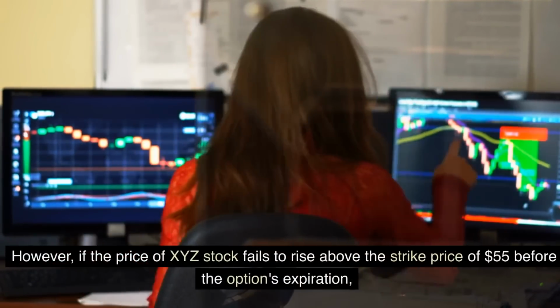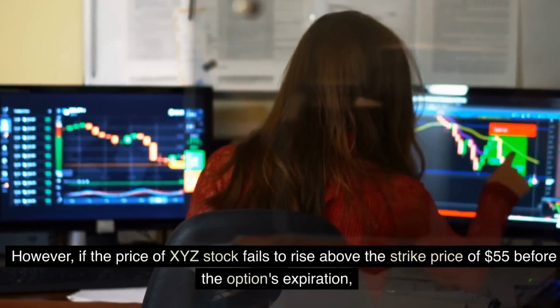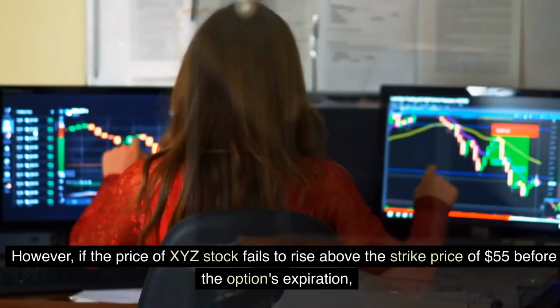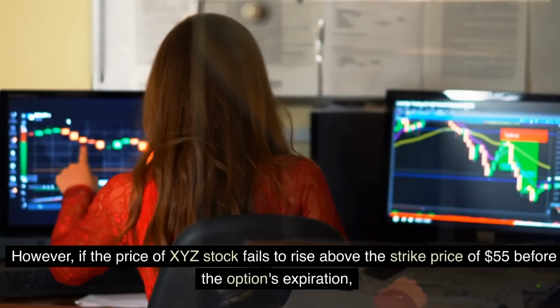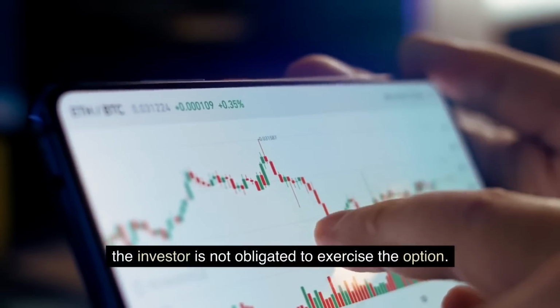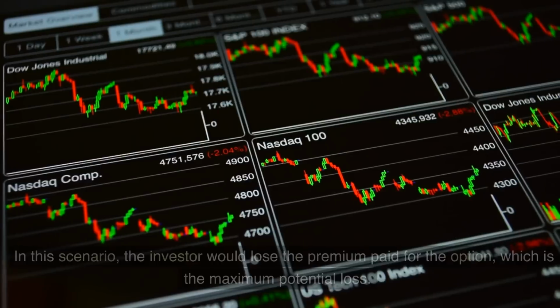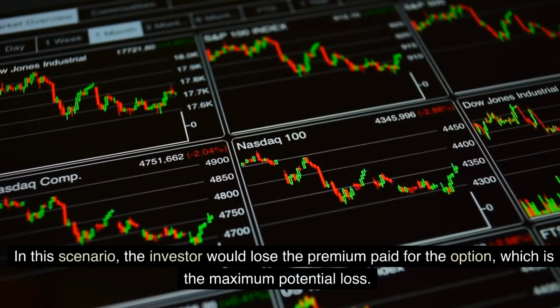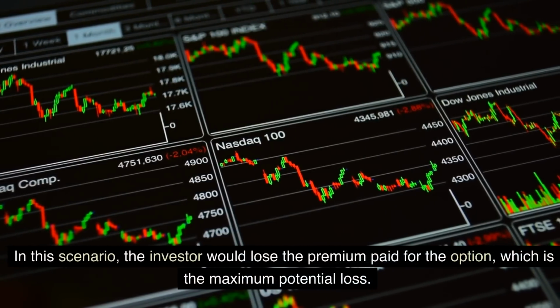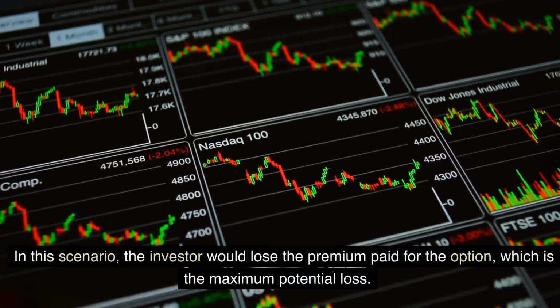However, if the price of XYZ stock fails to rise above the strike price of $55 before the option's expiration, the investor is not obligated to exercise the option. In this scenario, the investor would lose the premium paid for the option, which is the maximum potential loss.